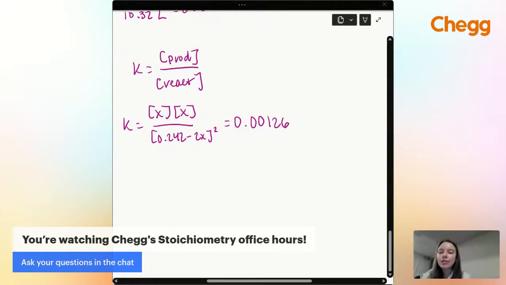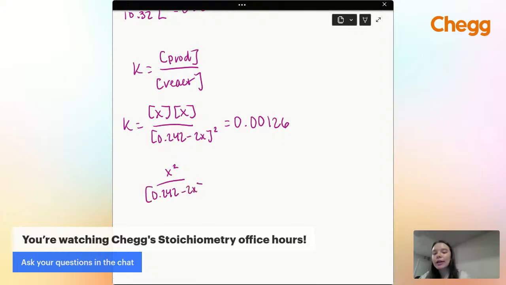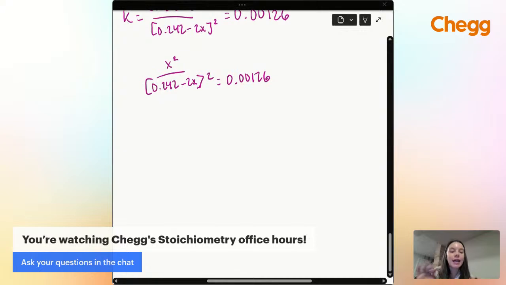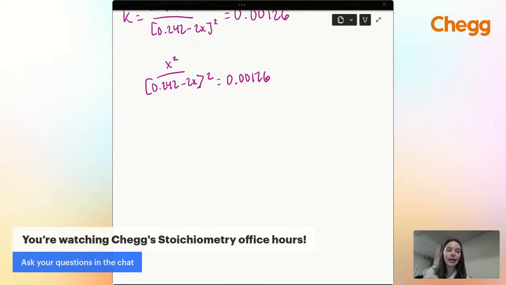What I'm going to do is x times x is x squared over 0.242 minus 2x squared equals 0.00126. And I'm just simplifying. If you get confused on any algebra, type that in the comments, and I would love to explain algebra in more detail. I have some tutoring experience in algebra and calculus, so I'd be more than happy to help.